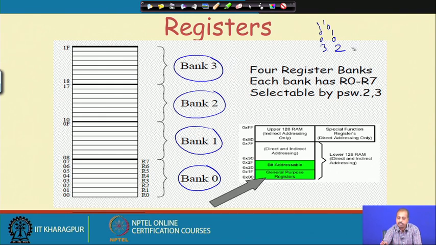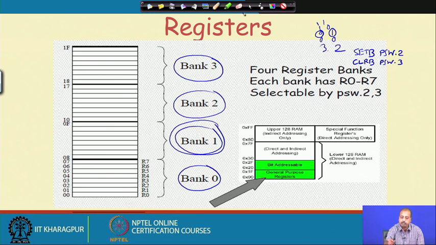So, you can simply have an instruction like SETB PSW.2, which will set bit 2 of PSW. And then if you use CLR PSW.3, what am I doing? I am setting this bit as 0 and this bit as 1. So, effectively I am selecting bank 1. This way we can use PSW bit settings for selecting or switching between the banks.